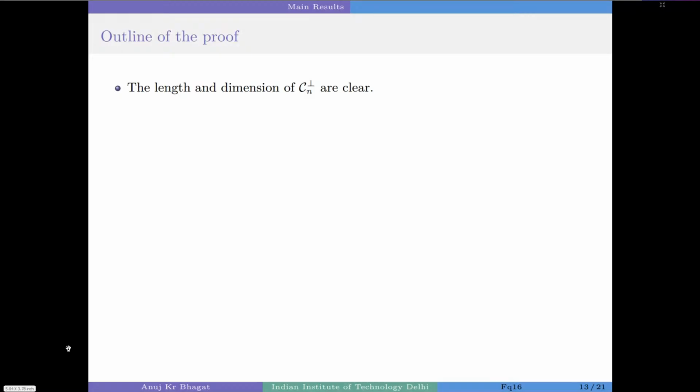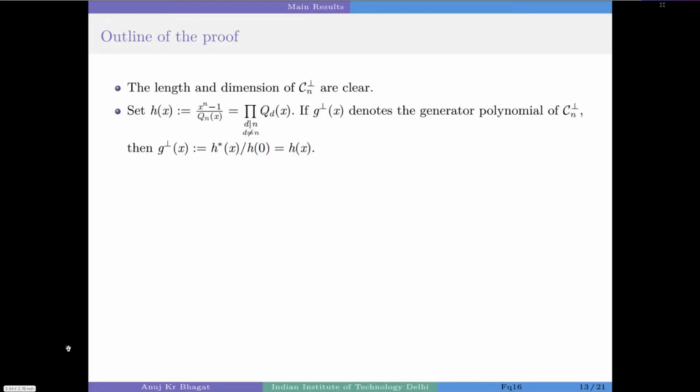The length and dimension are clear, and if h(x) is this polynomial, that is, x to the power n minus 1 divided by Q_n(x), then we actually show that h(x) is the parity check polynomial for C, and hence a generator polynomial for C perp.